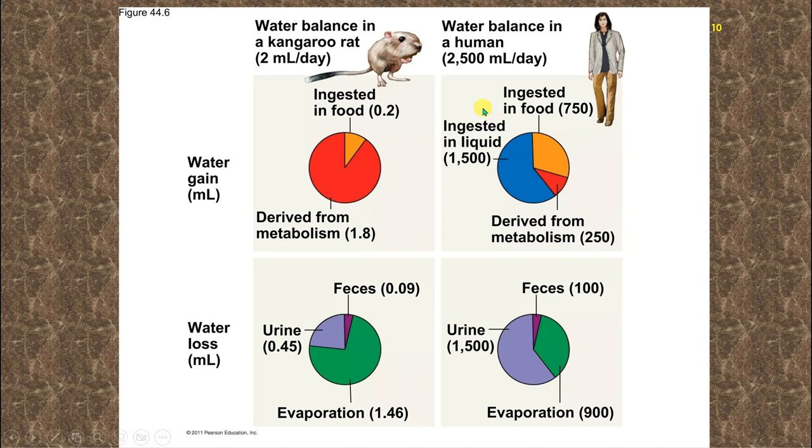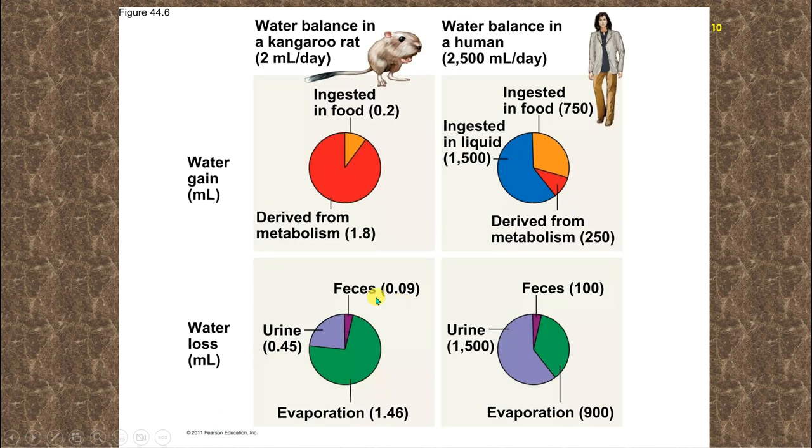For example, in the case of human beings, the ingested water through the food is 750 ml, whereas an average human being will drink water in the form of liquid to the extent of 1.5 liters, and the water derived from metabolism is very small, especially in the case of larger mammals. So totally it comes to 2500 ml per day. This is the gain. So what is the water loss?